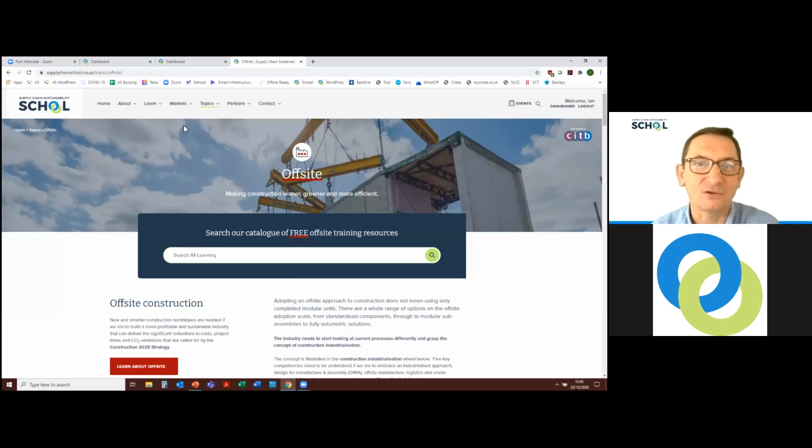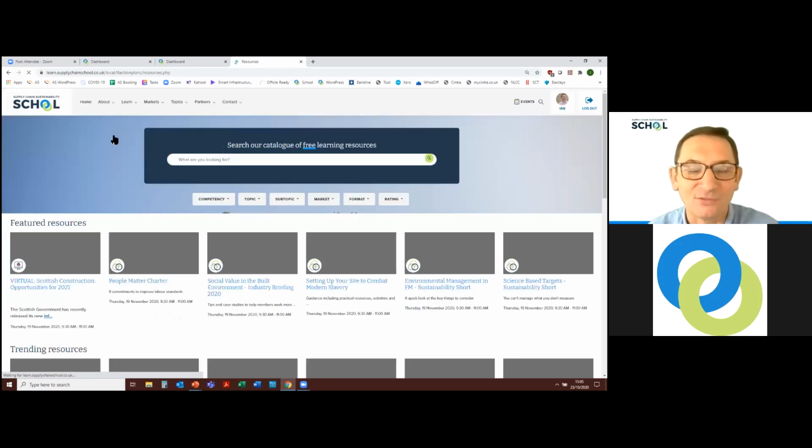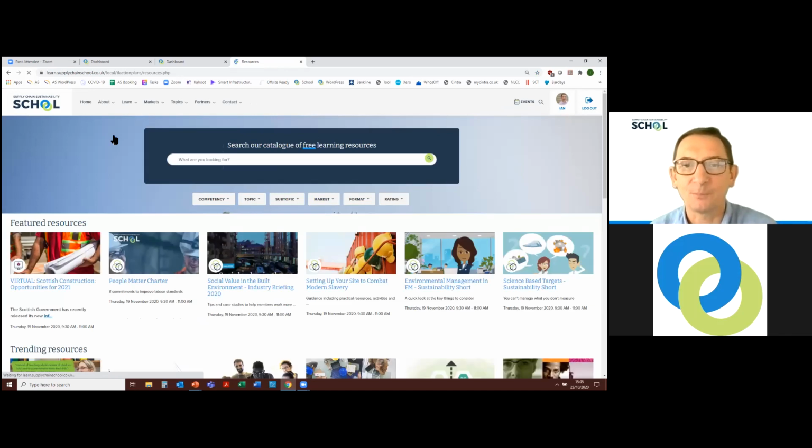Or alternatively, you can go directly to our learning library, which we call our resource library, where you can click on resources here. And this is great. I love this within the school, because this enables us to look at the various topics, well, 2,600 books that we have within the learning library.